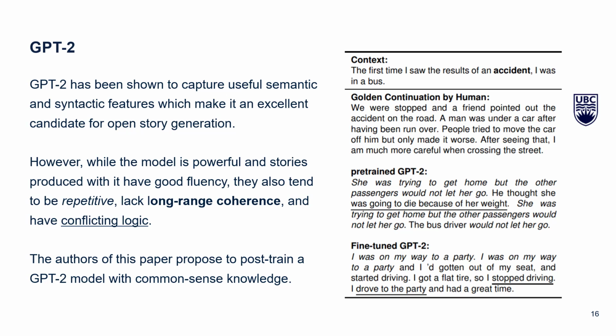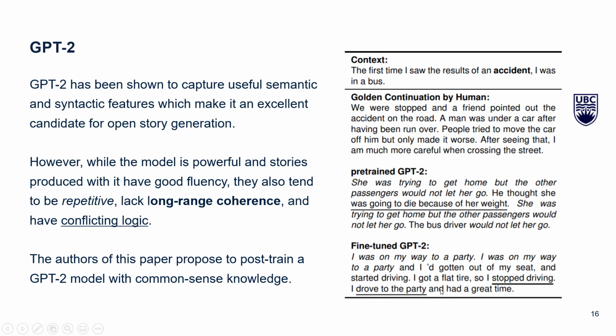So as you can see here, if we look at the outputs, everything in italics with the pre-trained GPT-2 was repetitive. And the context is given here: the first time I saw the results of an accident. We actually have nothing here talking about the accident in either one of these. And there's also some conflicting logic that doesn't make any sense, and that's underlined there.